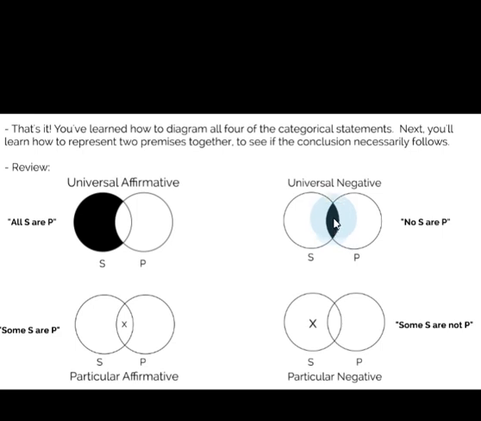So if we want to say no S are P, then we just black that out to represent that. Some S are P means there's at least one member of the S group that's also a member of the P group, right in the middle. And if you want to say that some S are not P, you simply say there's at least one member of the S group that's outside of the P group.